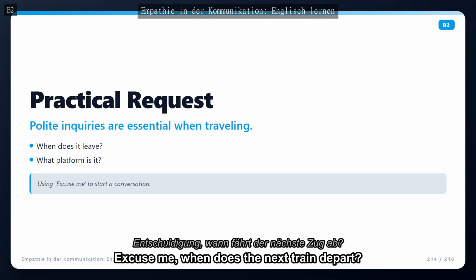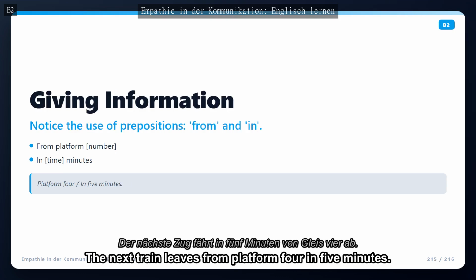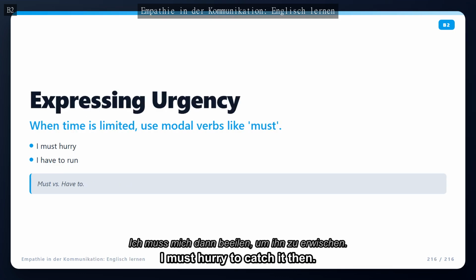Excuse me, when does the next train depart? The next train leaves from platform 4 in 5 minutes. I must hurry to catch it then.